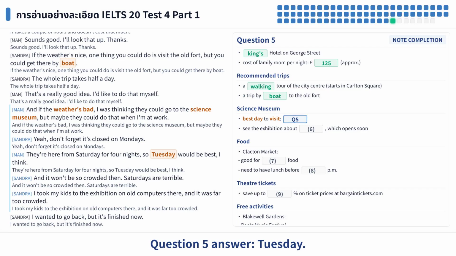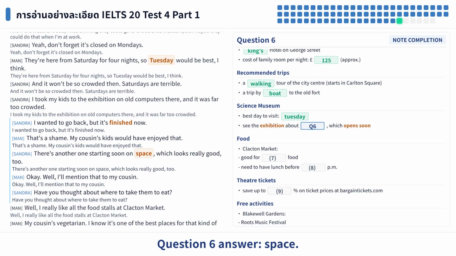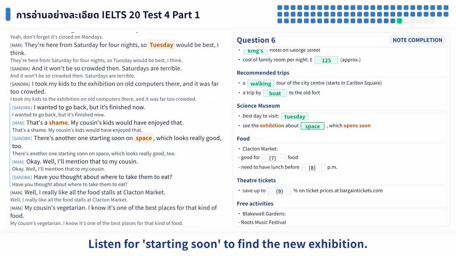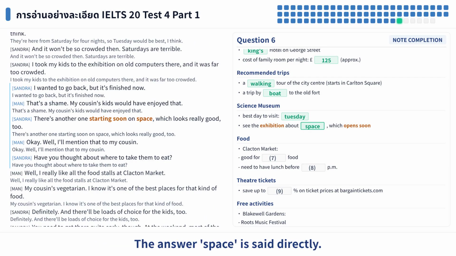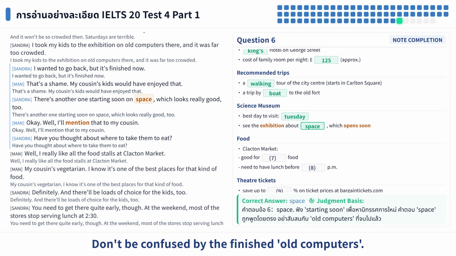Question 5 answer, Tuesday. Monday is closed, Saturday is crowded. Guests stay from Saturday for 4 nights, so Tuesday is best. Question 6 answer, space. Listen for starting soon to find the new exhibition. The answer, space, is said directly. Don't be confused by the finished old computers.